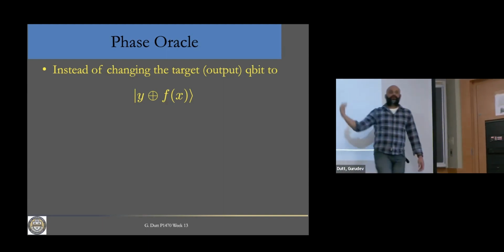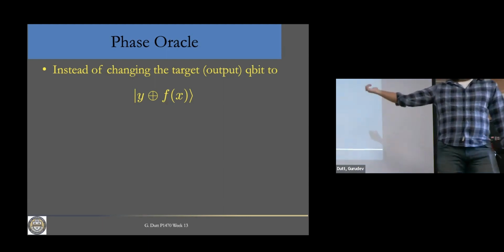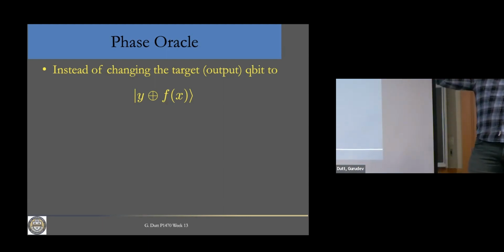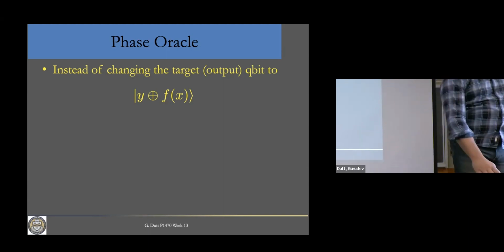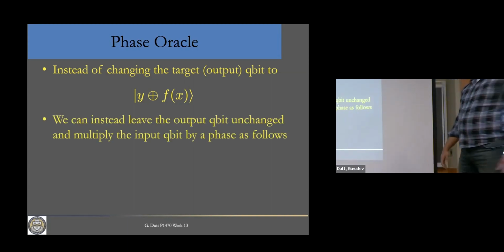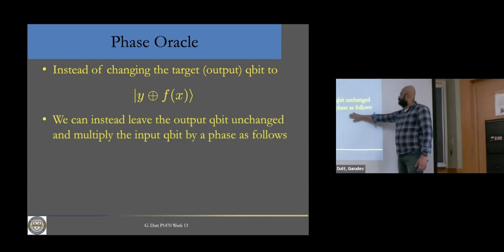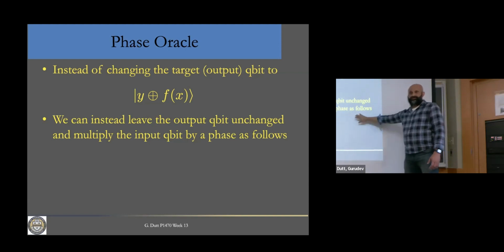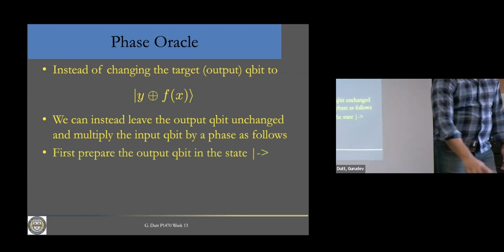That was our oracle. That's what our oracle did. It took the answer or target output qubit y and converted it to y XOR f of x. Instead, we can leave the output qubit unchanged and multiply the input qubit by a phase as follows. Okay, so let's go through that.